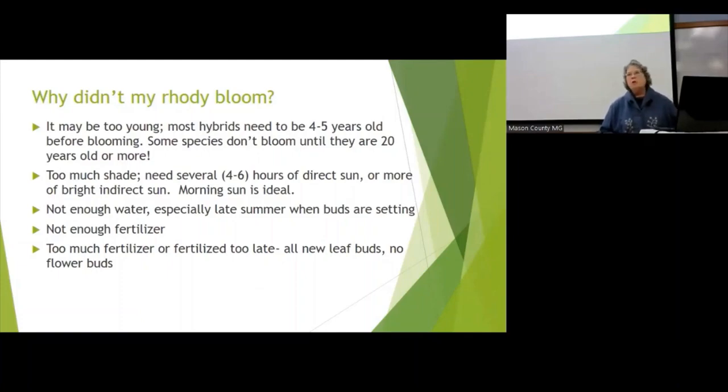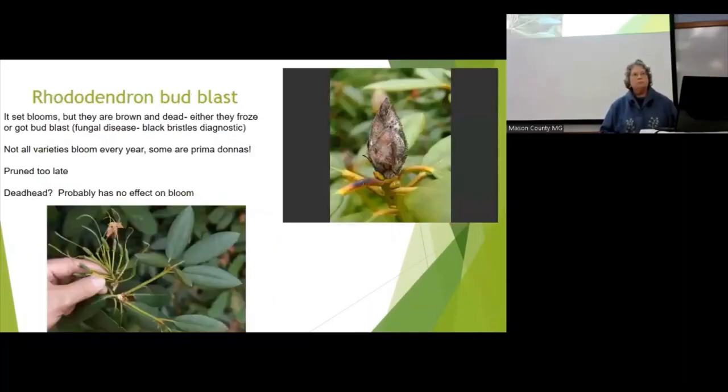Another reason is not enough water. And this, I think, is pretty common around here if we get really dry summers, which we do get. If we get a hot, dry summer, that's when they're setting the buds for the coming year. And if they get water stress, they're not going to set buds for the coming year. So it's worthwhile to water your rhododendrons in late summer. Not enough fertilizer, too much fertilizer, or you fertilize too late, and then all you'll get is leaf buds and not bloom buds. So those are some of the reasons why your rhododendron might not be blooming.